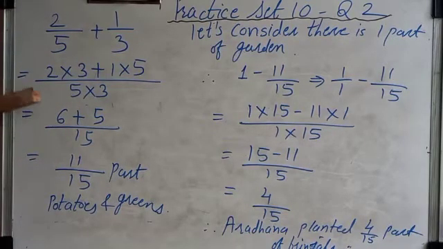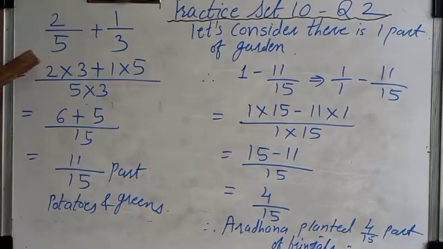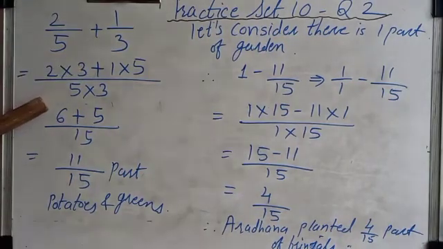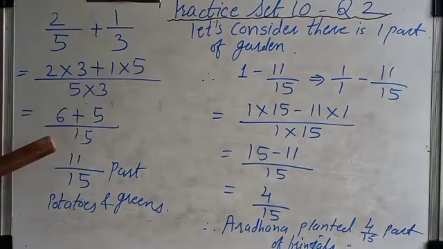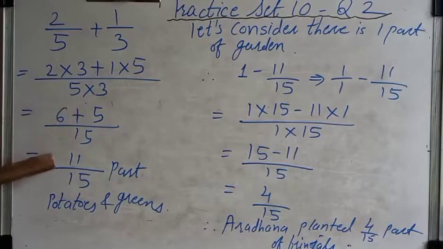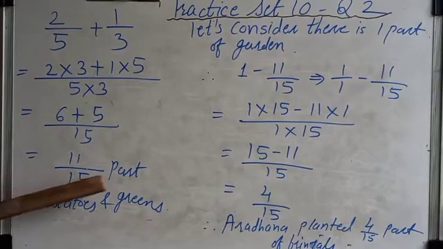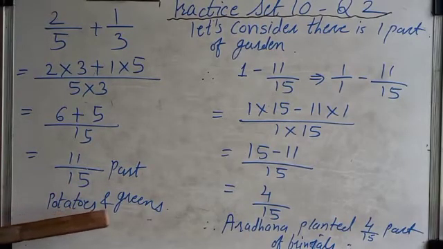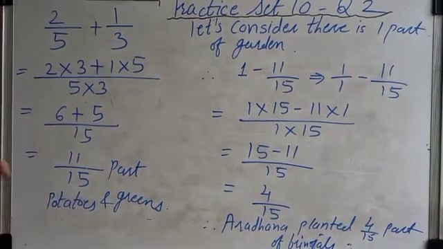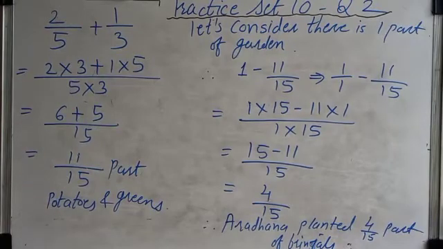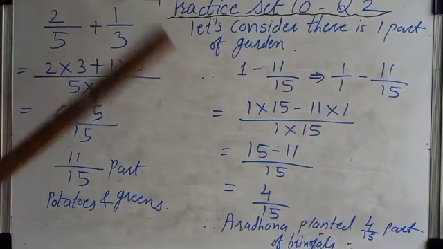Make the denominators the same by cross multiplication, and then 2 into 3 plus 1 into 5 upon 5 into 3. 2 3s are 6 plus 1 5s are 5 upon 15. That is 6 plus 5 is 11, 11 upon 15. So what we got, this 11 upon 15 part, is what she has planted as potatoes and greens. Now the remaining part she has planted as brinjals. So let's consider there is one part of garden, one full garden is there.